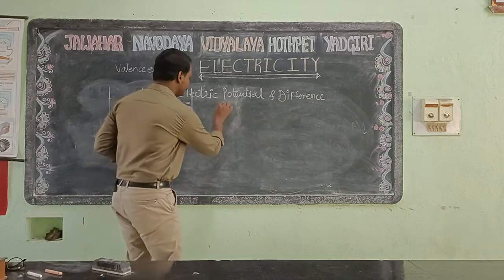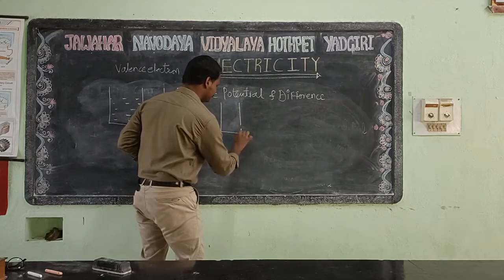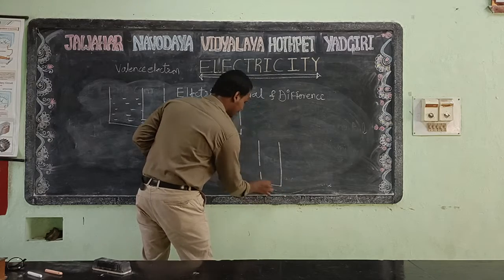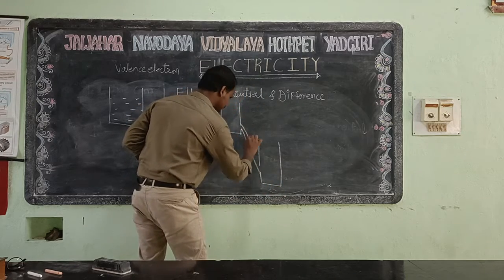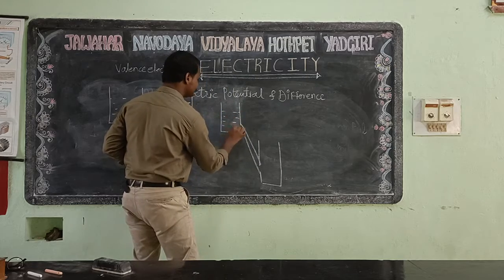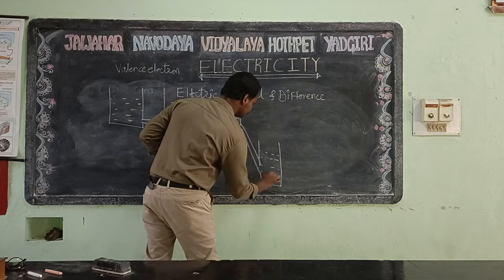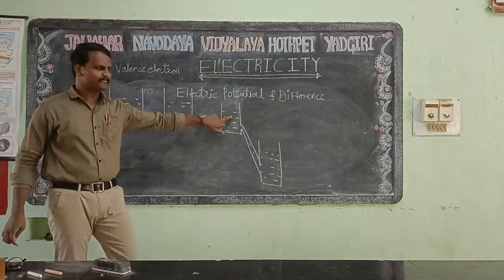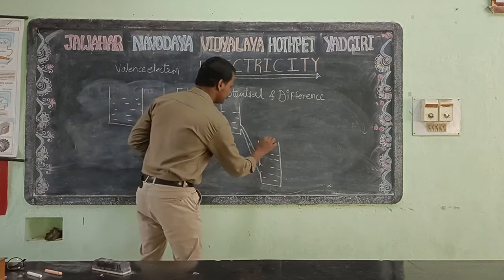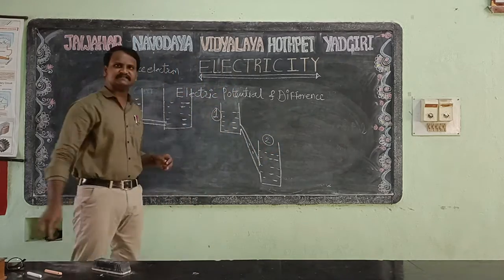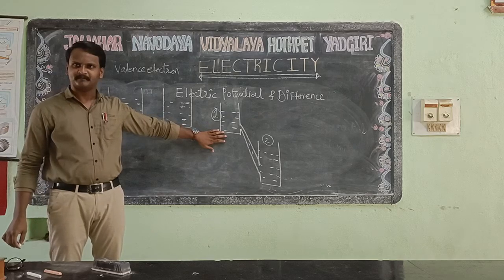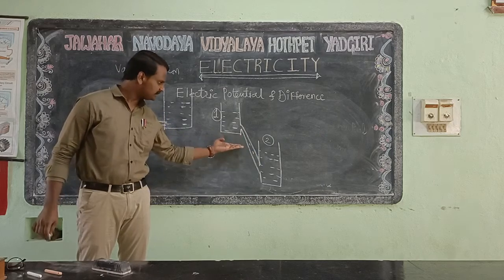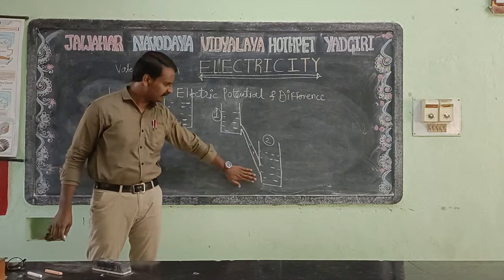In the next case we will take one tank at some height, connected to another water tank at a different height. Now in this case the water will flow from tank 1 to tank 2 because there is a difference in height. Since there is a difference in height from one tank to the other, the water flows from tank 1 to tank 2.